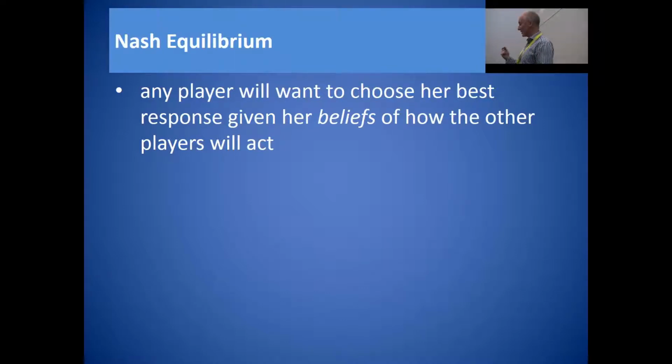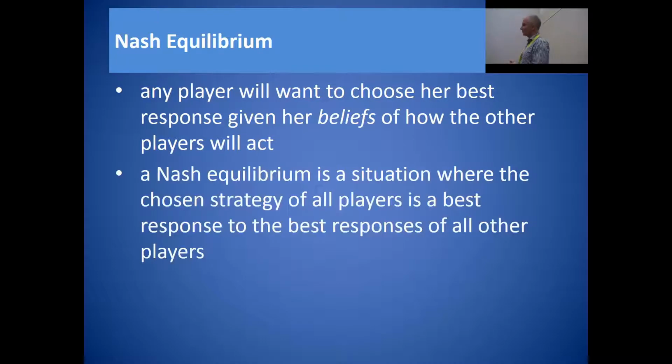Players will want to choose their best response on the proviso, though, that their opponents are also going to do something. They will want to play a best response given their belief about how the other players within the game are going to behave. And if you think that the other players in the game are also rational, by extension, you will say, well, those players will also choose their best response. And that is what a Nash equilibrium is. It's no more difficult than that.